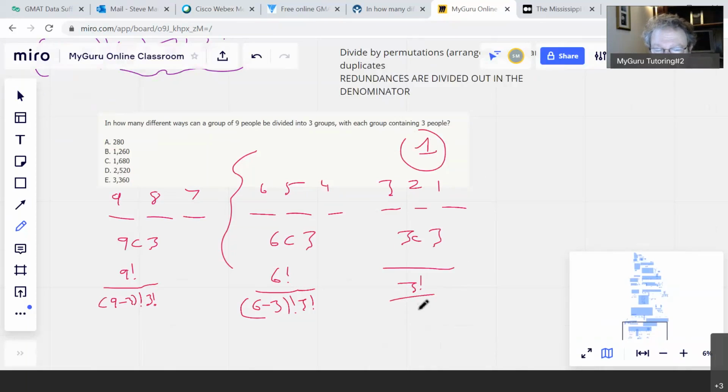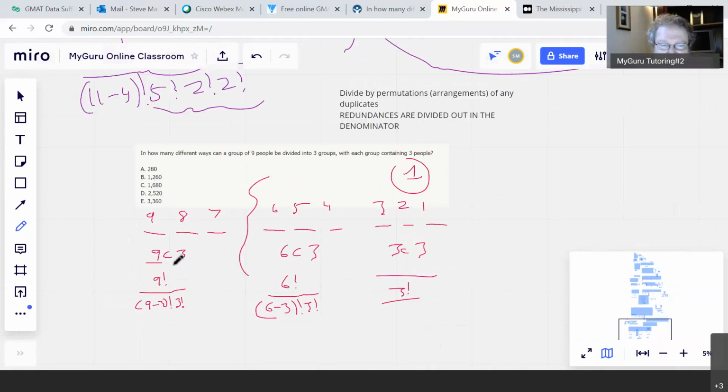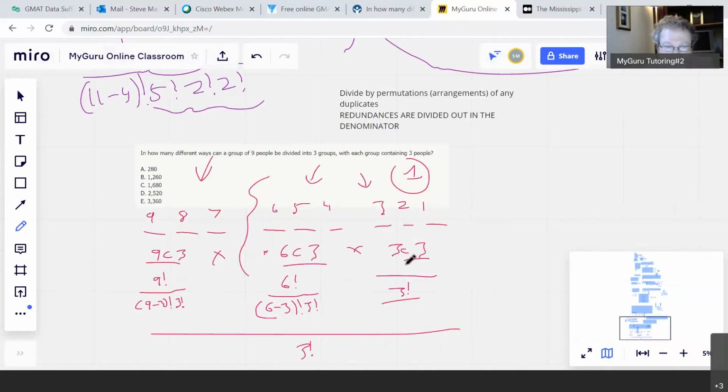0 factorial is 1. That's going to be 1. All right, so it's that times that times that. But there's another redundancy that we need to figure out. We don't care how those groups are arranged. We don't care whether this group comes first, or this group comes second, or that group comes third. So we would actually need to divide again by the permutation of the group size. So it would really be 9 choose 3 times 6 choose 3 times 3 choose 3, all over 3 factorial. All right, that's a tricky one.